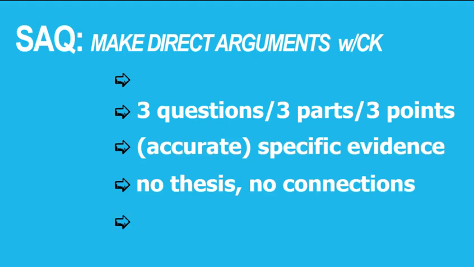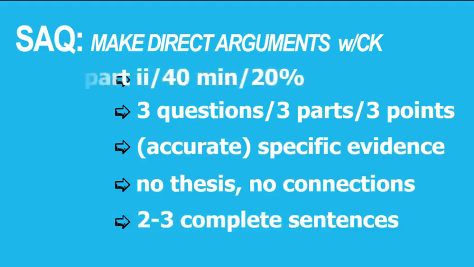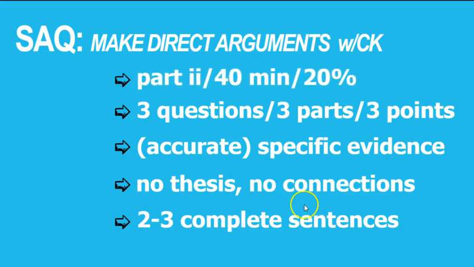An SAQ is the second part of the exam that you're going to take in May. You have 40 minutes to answer 3 questions, they each have 3 parts, and they're scored with 3 points on the exam. What they're looking for here is specific evidence. Obviously, it has to be accurate. It's actually a mix of your broad statements and specific evidence. But the key is you can't just write in vague terms. They're going to want to see the goods.